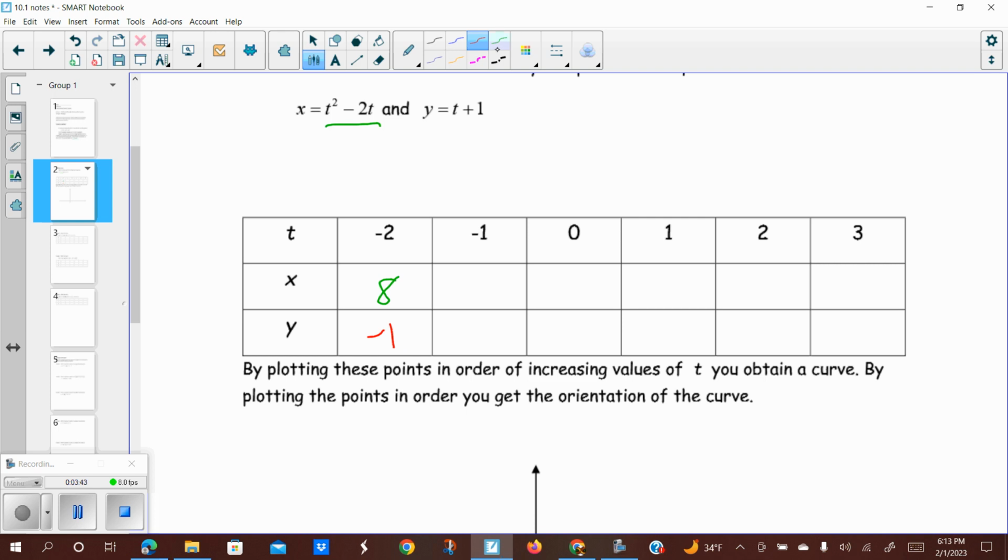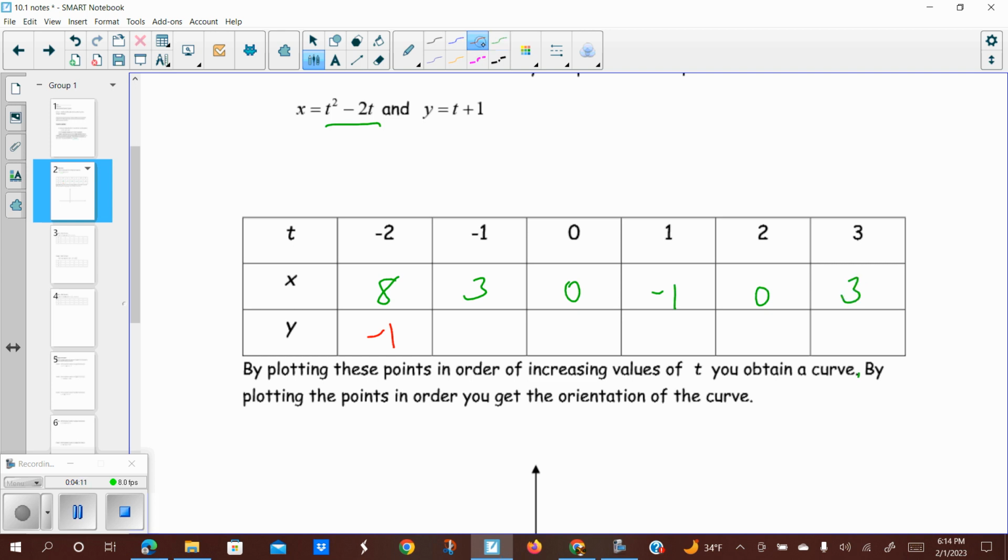And then if you just pretty much continue to fill out the chart, let's see our x values. Plugging in negative 1, you're going to get 1 plus 2, which is 3. Plugging in 0, we get 0. If you plug in 1, 1 minus 2 is negative 1. Plug in 2, you get 4 minus 4, that's 0. And if you plug in 3, you get 9 minus 6, which should be 3.